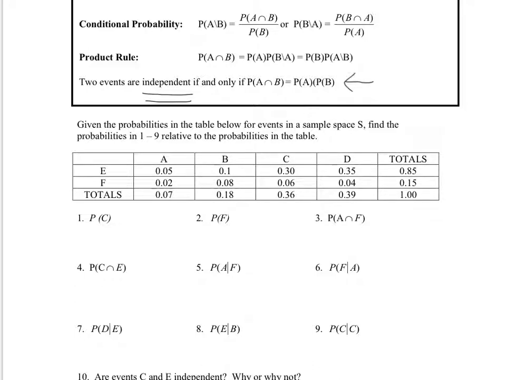Now, if we want the probability of A given F, then we have to remember that for a conditional probability, A given F, we go back to the table, and A and F is right here, the 0.02, but we have to take that and divide it by the probability of F, and the probability of F is 0.15. So if I divide that out, I get 0.133.